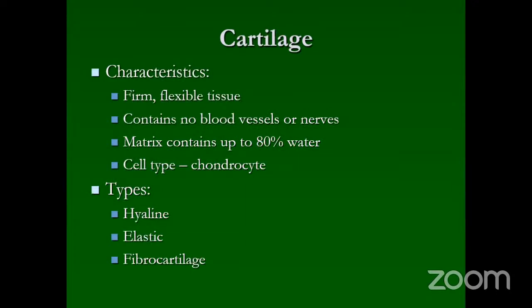So cartilage is a firm, flexible tissue which has no blood vessels or nerves. It is a matrix which is made up of 80% water and it has a single type of cell which is called chondrocytes. These cartilages are of 3 types: hyaline cartilage, elastic cartilage and fibrocartilage.